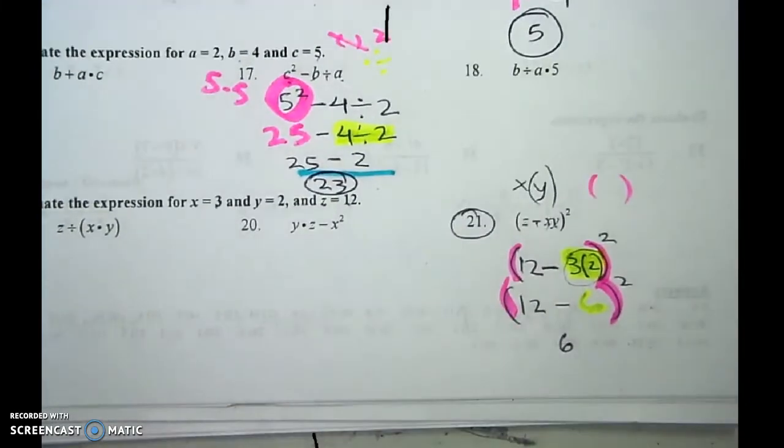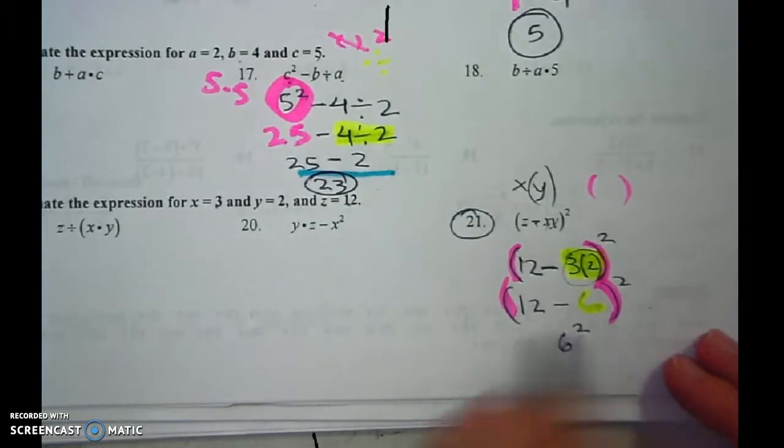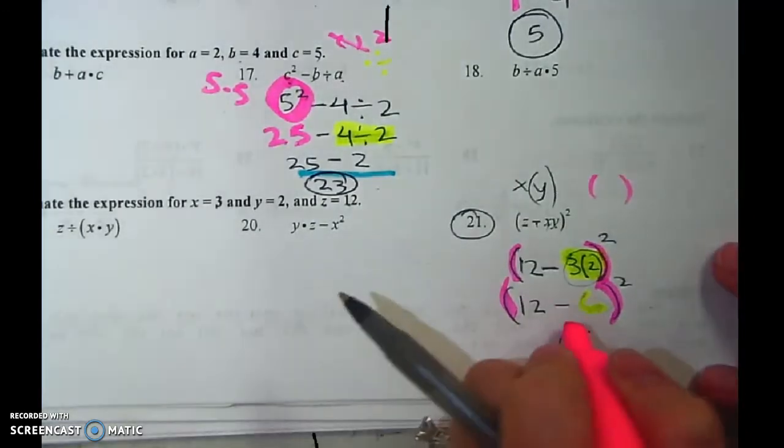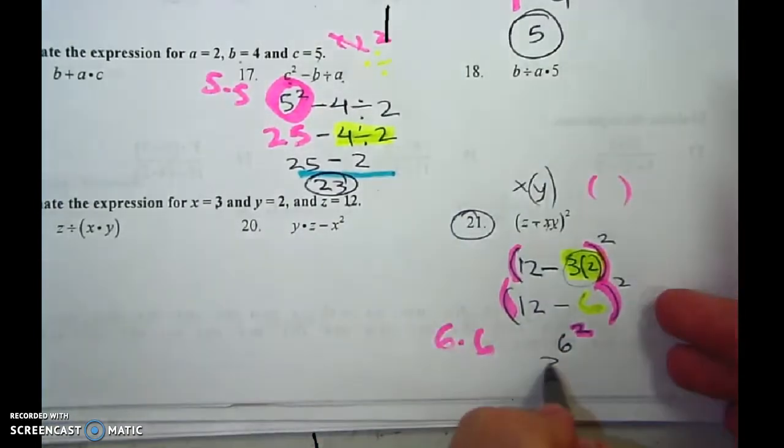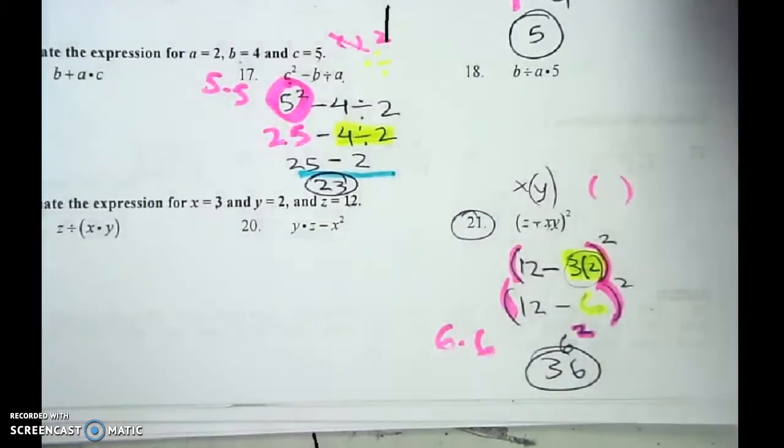Now it's just one number. So all I need to do is put the squared. Okay? Exponent 2. 6 times 6, 36. And I'm done. Okay? Next page. These are more difficult. Okay? Let's go to number 23.